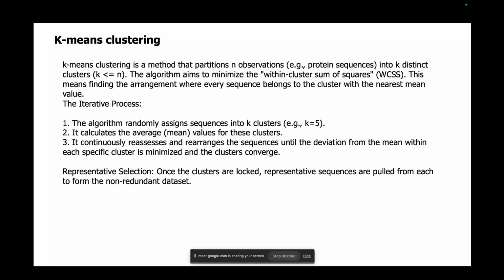Because if you use all the proteins in the cluster, it will be redundant, because they are by definition very similar to each other. So to tease out this similarity and build this non-redundant database, k-means clustering is a very good approach, because what you're doing is clustering the proteins based on their similarity and then picking the best possible representation of the set of proteins in that cluster to form the non-redundant database. Right.